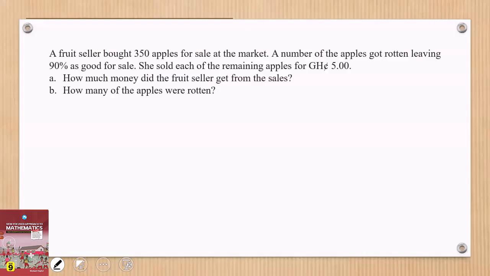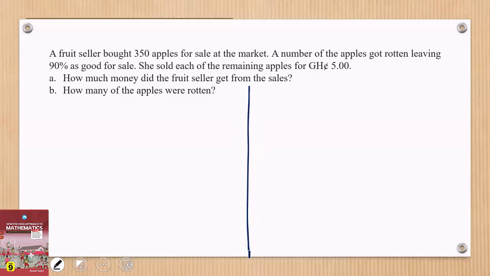Here we have a fruit seller who bought 350 apples for sale at the market. A number of apples got rotten, leaving 90% as good for sale. That's unfortunate for the fruit seller. So 90% of the total apples were good. She sold each of the remaining apples for 5 cedis. How much money did the fruit seller get from the sales, and how many of the fruits were rotten?